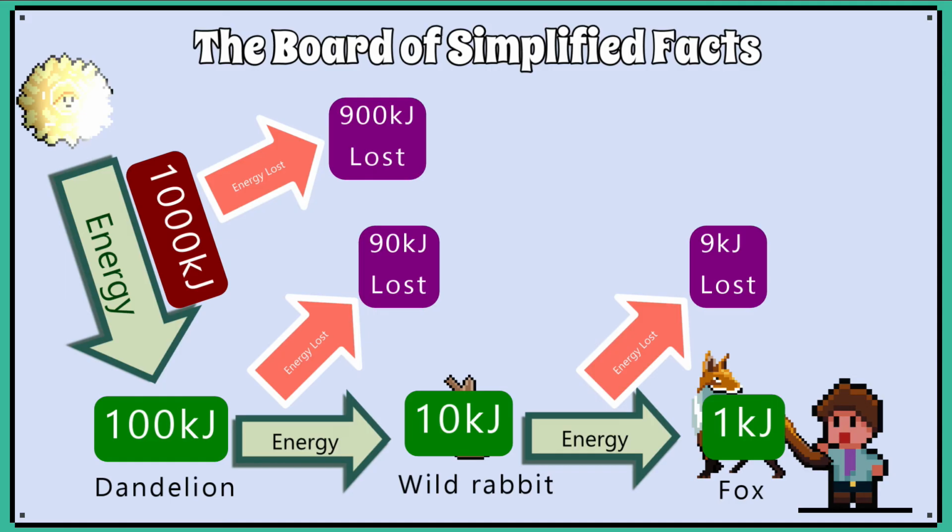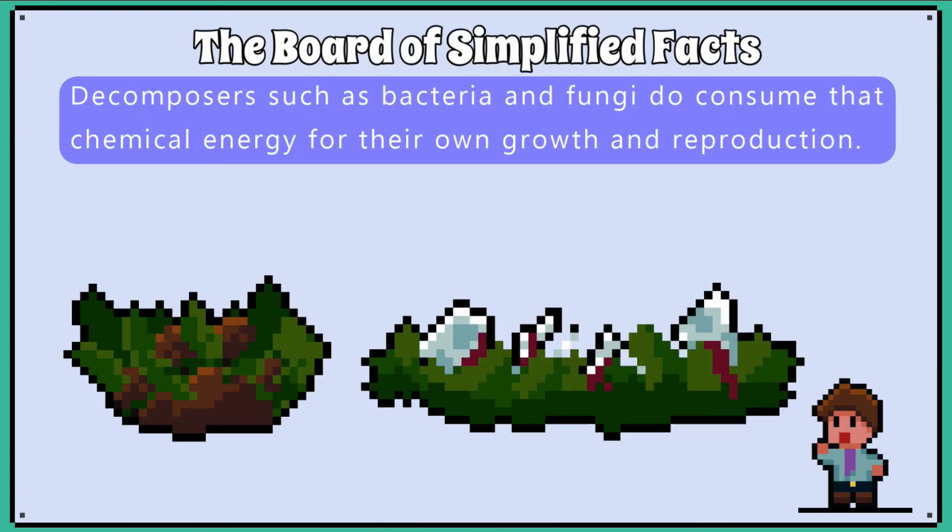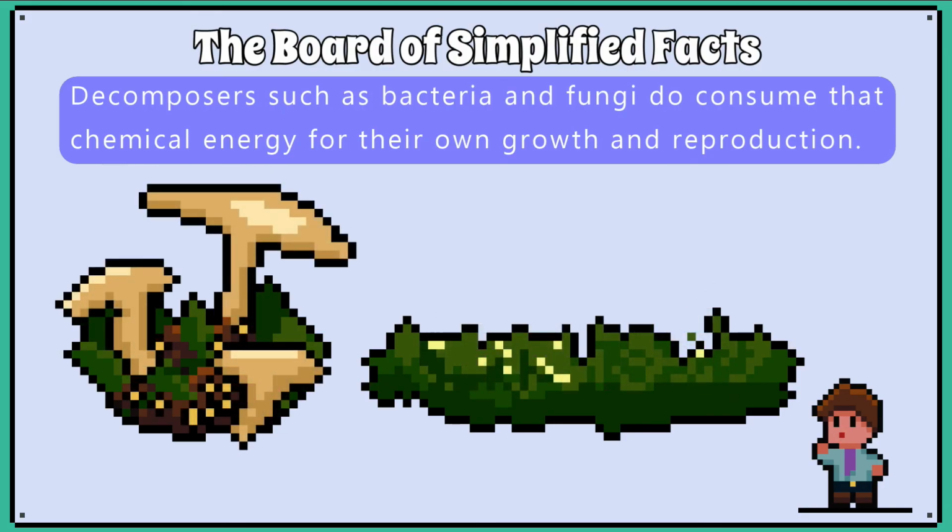Hopefully you can start to see why food chains in any habitat can't support endless food chains with carnivores eating carnivores eating carnivores and so on because of the energy losses. You also need to be aware that although at each stage energy is lost via uneaten parts of prey and waste, decomposers such as bacteria and fungi can consume that lost chemical energy for their own growth and reproduction.